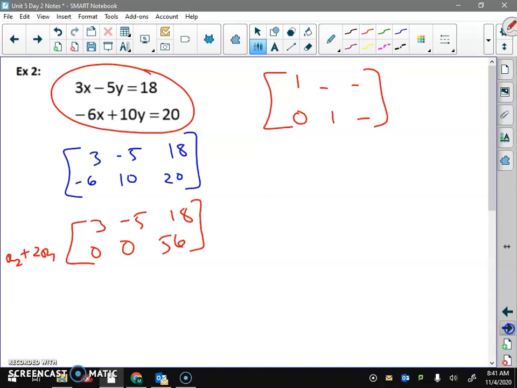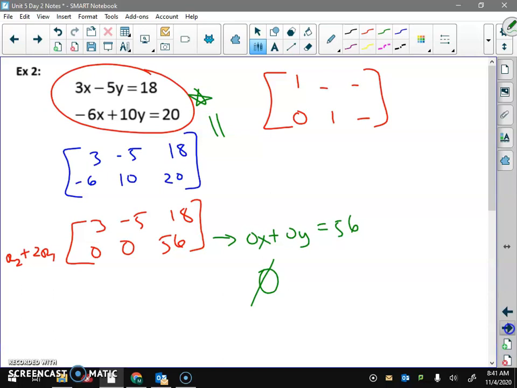It's not a problem, because what that means is, putting the variables back in, 0 x's, 0 y's equals 56. Can't happen. A contradiction, that would mean no solutions. Hence, in 2 variables, these 2 lines are parallel. That's how it would show up if you use this Gaussian elimination process.